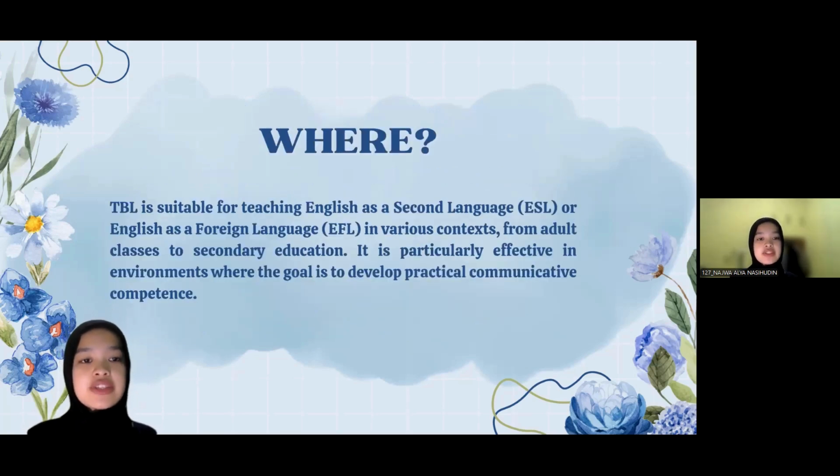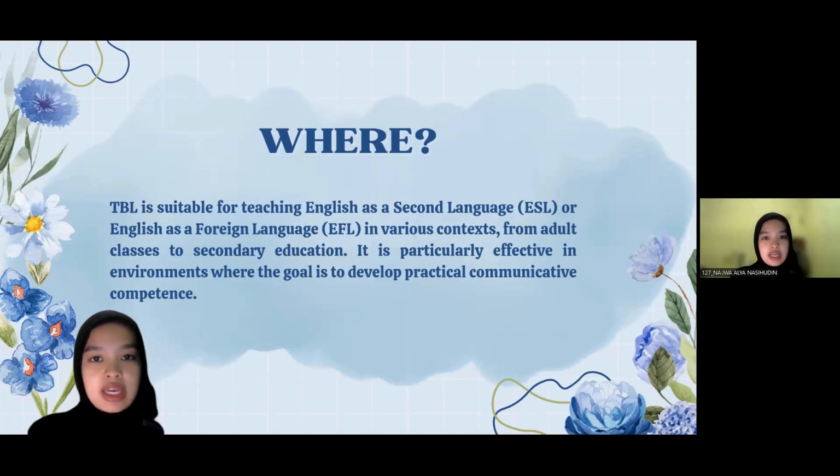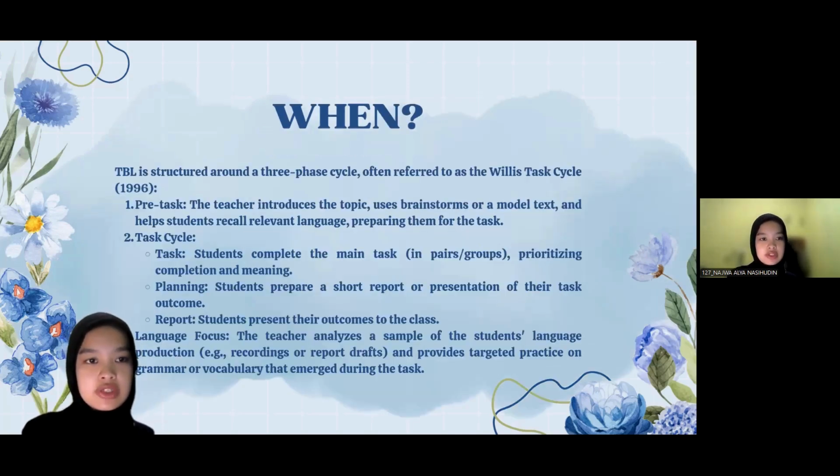And next is where. So TBL is suitable for teaching English as a second language or ESL, or English as a foreign language or EFL, in various contexts from adult classes to secondary education. It is particularly effective in environments where the goal is to develop practical communicative competence. And then next is when. So TBL is structured around a three-phase cycle, often referred to as the Willis task cycle in 1996.